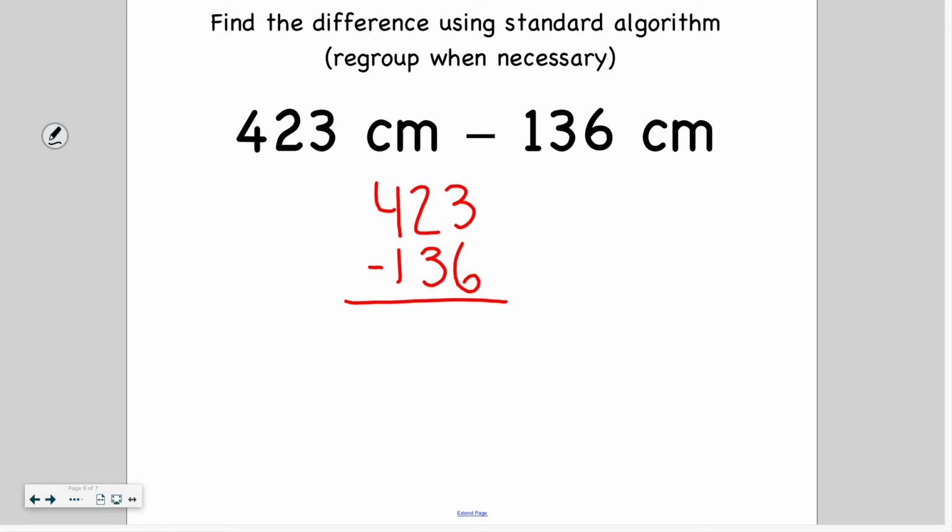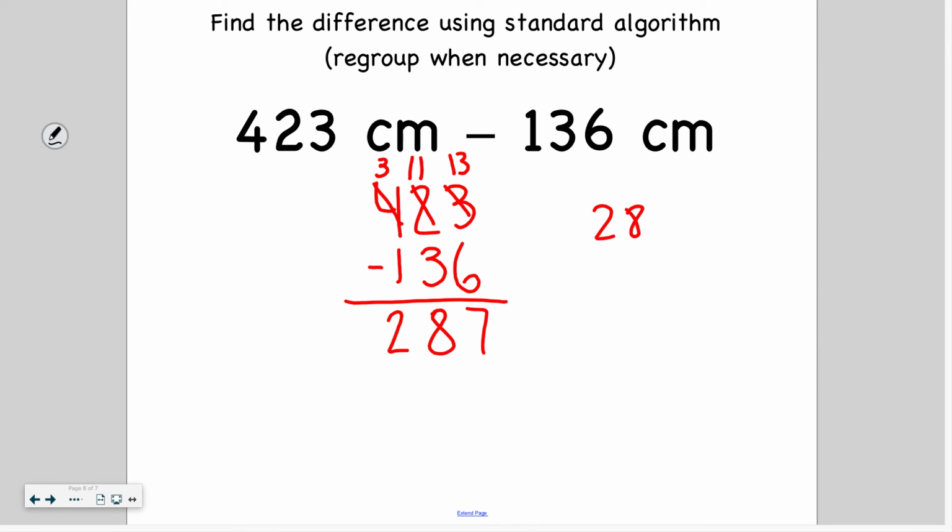Then we're going to subtract 3 minus 6. I cannot do that. So the answer is not 3. I have to regroup. And when I regroup here, I regroup a 10 to the ones place. That gives me 13 ones. 13 minus 6 is 7. 1 minus 3, again, I cannot do, so I have to regroup from the hundreds place to the tens. I regroup a 100 to the tens place. That gives me 11 tens. So 11 minus 3 is 8, and 3 minus 1 is 2, so I get 287.